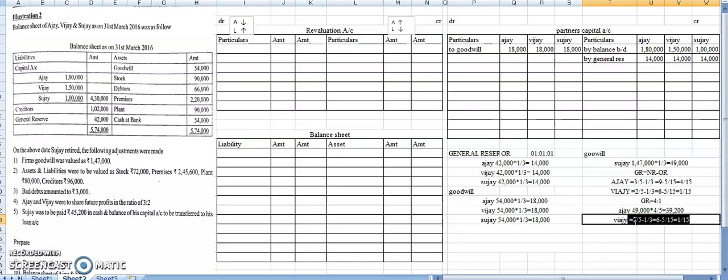So for Vijay, I'll take the share of Sujoy, that is 49,000, multiplying it with the gain ratio, so 1 upon 5, and the answer comes to 9,800. So we have distributed the goodwill amount.